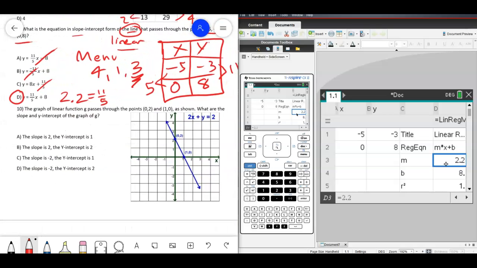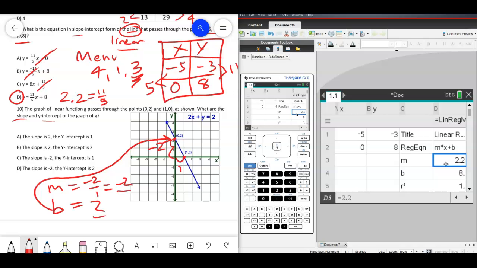Number 10, you have this graph. What are the slope and y-intercept? So start at these 2 points, start on the left, down 2, right 1. Slope is -2 over 1, which is -2. Then your b is right where it hits the y-axis at 2. So our slope is -2, our y-intercept crosses the y-axis at +2. Letter D is our answer.